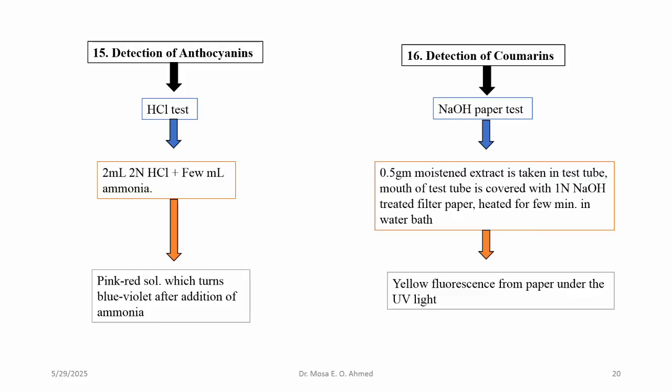For coumarins, the test is the sodium hydroxide paper test. It consists of 0.5 gram of moist extract taken into a test tube, and the mouth of the test tube is covered with filter paper treated with 1 normal potassium hydroxide solution. Then we apply heat for a few minutes in a water bath. If coumarin is present in the plant extract, a yellow fluorescence is produced from the paper under UV light.